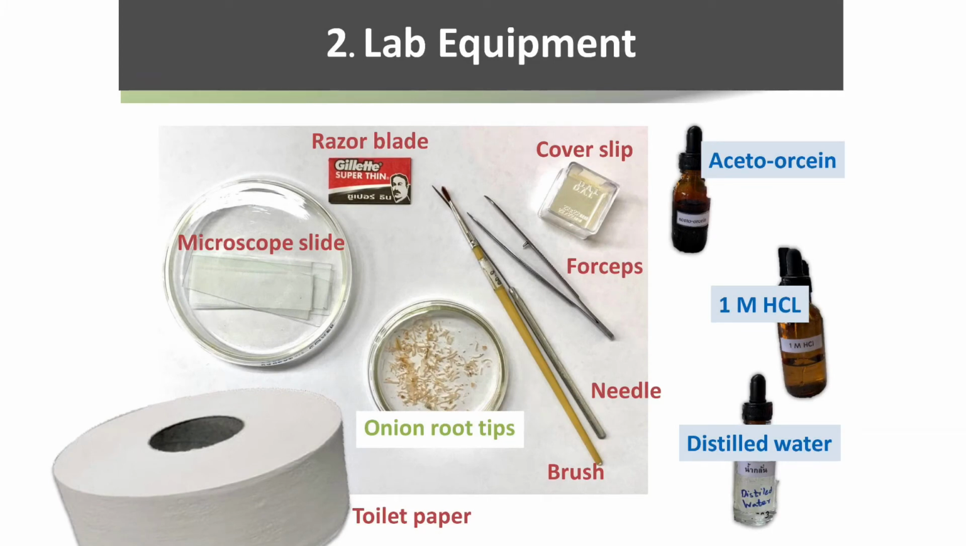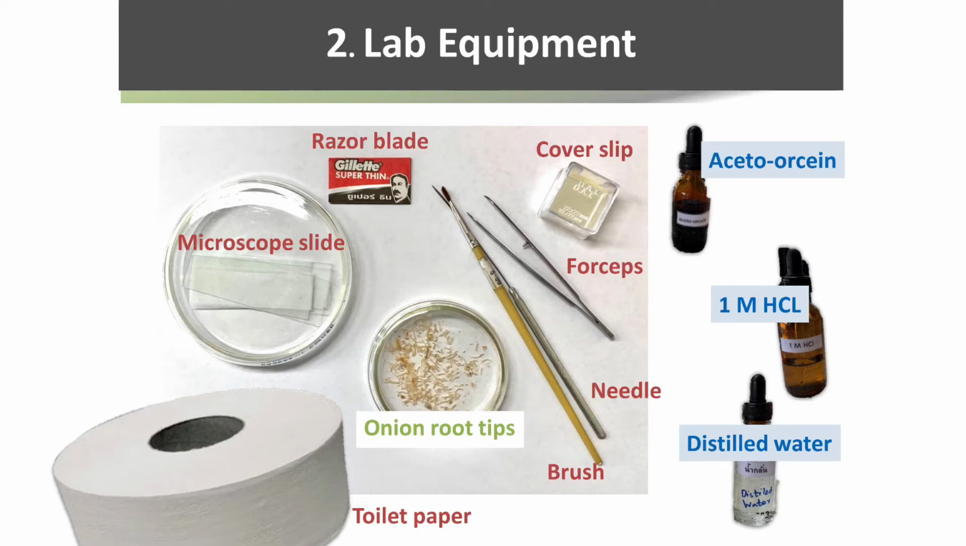In this lab, there are several materials and equipment to be used. The sample is from the onion root tip. We also use distilled water for washing the root sample. Also chemical reagents. There is 1 molar hydrochloric acid for softening the cell wall and improving staining, and acetoorcein as a coloring agent for staining.